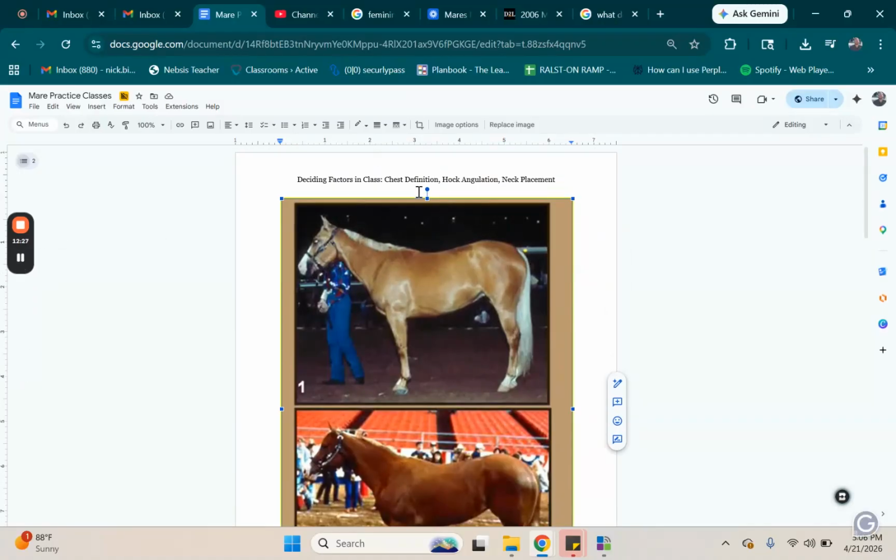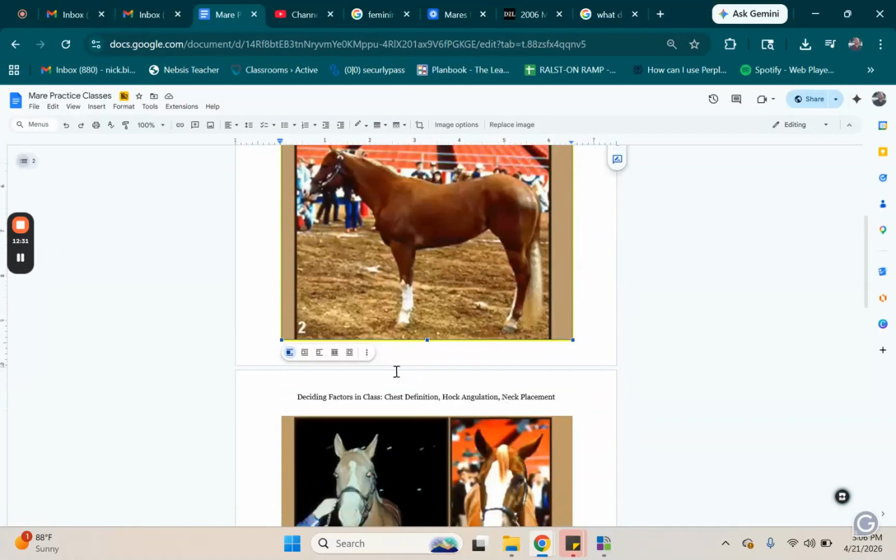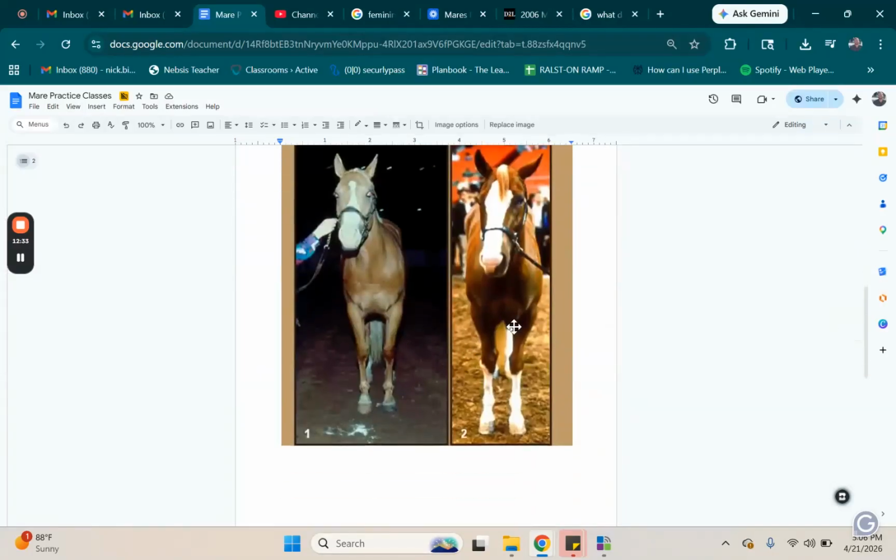So just as a quick review, chest definition we can see most easily from the front view. We're looking for a sharp V cut up here in the front between the chests, good definition between their pec muscles here. If it's a little too flat like this, or if it just arches, that is a telltale sign of a negative point that you could take off of number 1.